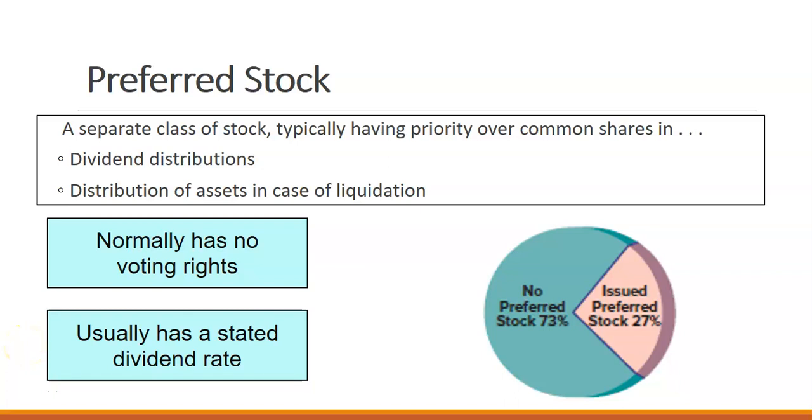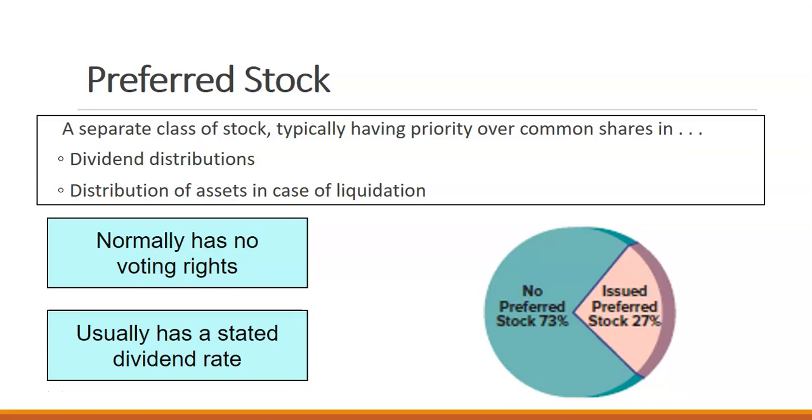The next thing that we're going to talk about in this chapter is preferred stock. Preferred stock is a different class of stock than common stock. It has a little bit different rules than common stock. One of those is that they normally have zero voting rights. So the common stock holders are the voters, and preferred stock doesn't have voting rights. They usually have a stated dividend rate that we pay out to preferred stockholders.